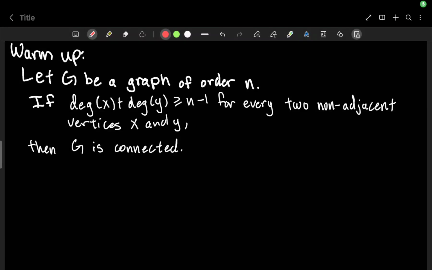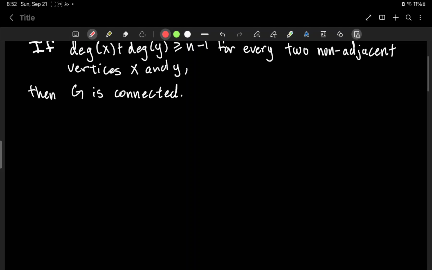So to start off, we're going to work on this warm-up question. Let G be a graph of order n. If the degree of x plus the degree of y is at least n minus 1 for every two non-adjacent vertices x and y, then G is connected. What we're going to do here is show that every pair of vertices either has distance 1 or distance 2. And because the distance exists, that means that the whole graph is connected.